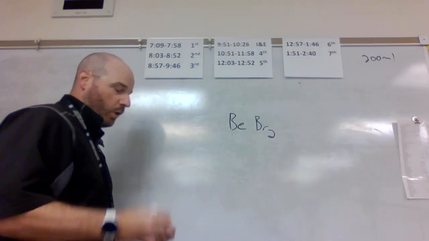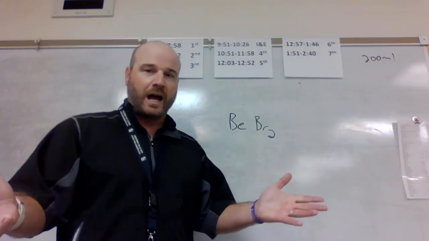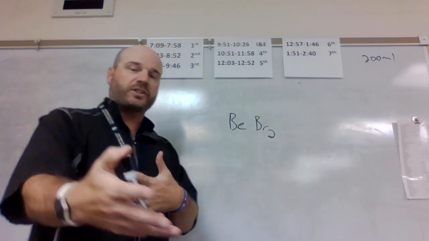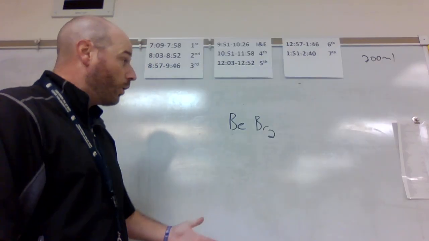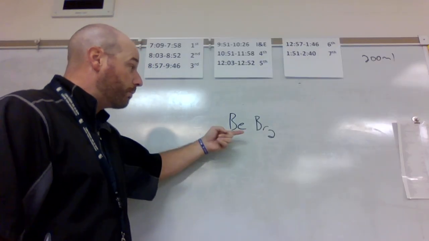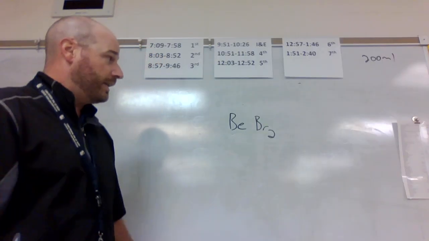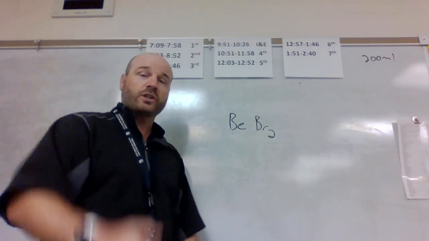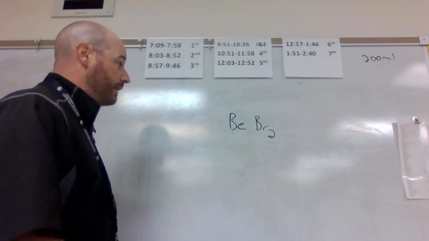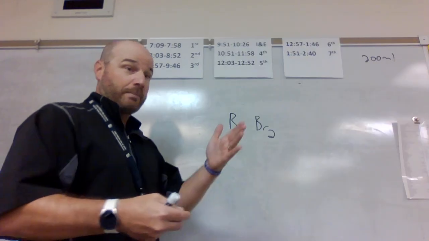So beryllium, bromine. What kind of elements are these? Before, we had a nonmetal and a nonmetal, which tells us it is a covalent bond. Now we have beryllium and bromine. Beryllium is an alkaline earth metal, and that is, of course, a metal. Bromine is a halogen, so that is a nonmetal. So we now have a metal and a nonmetal.